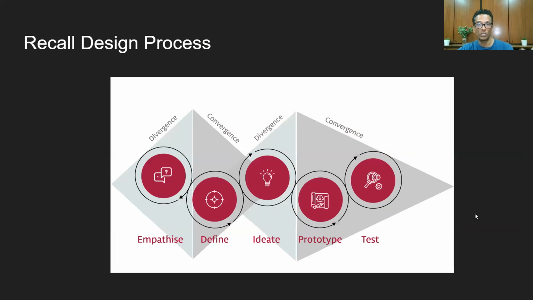We talked about this. Recall the design process, which I just shared with you before: empathize, define, ideate, prototype, test. Diverge: what are the problems? Converge: what's one big problem? Diverge: what are different solutions to that one big problem? Converge: what's one solution out of the various possible solutions that you've come up with?